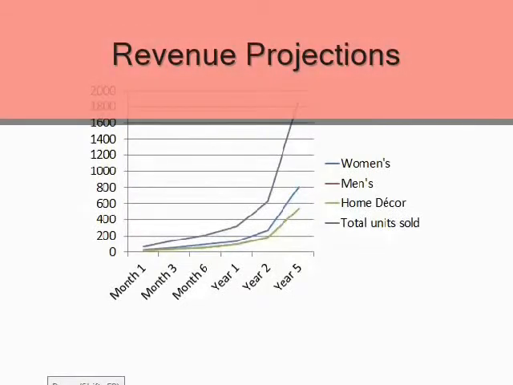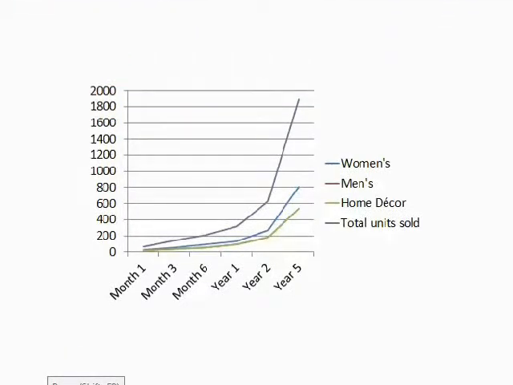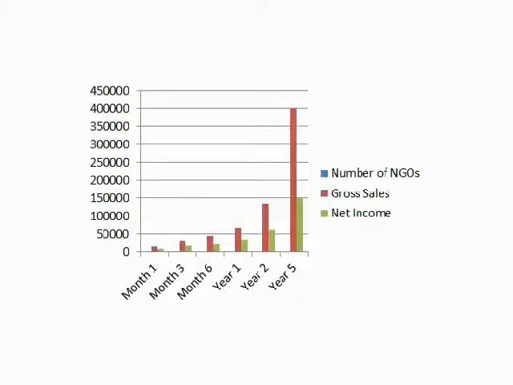I would like to talk about the revenue streams of Kalahart. First of all, the main product segments of Kalahart are women's wear, women's accessories, men's wear, men's accessories, and home decor. Out here, as you can see, we have plotted a graph showing the products, the number of units sold of the various product segments that we have, and the total number of units sold.